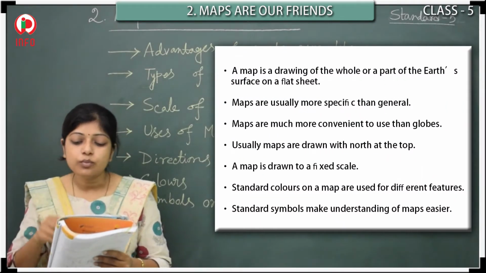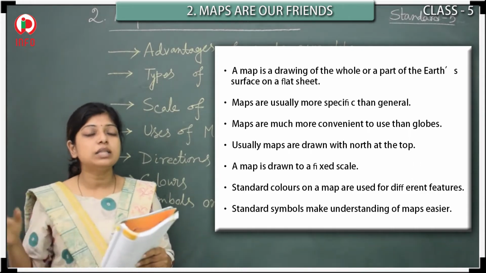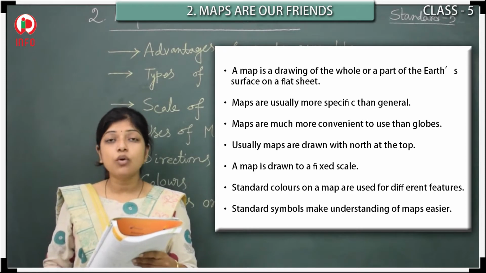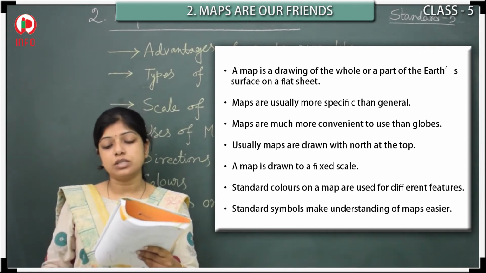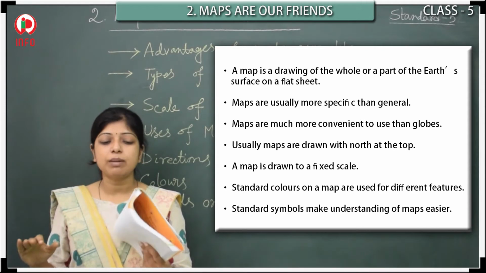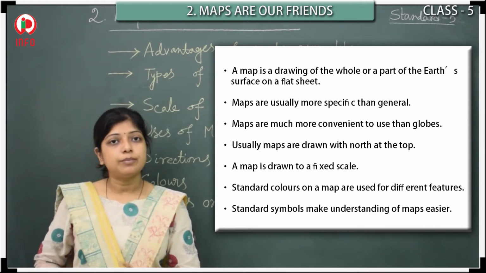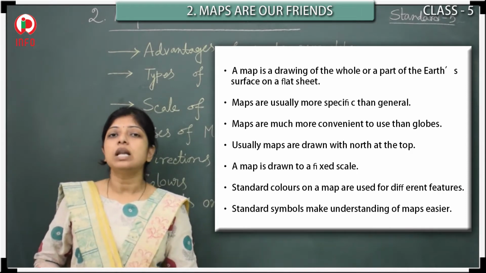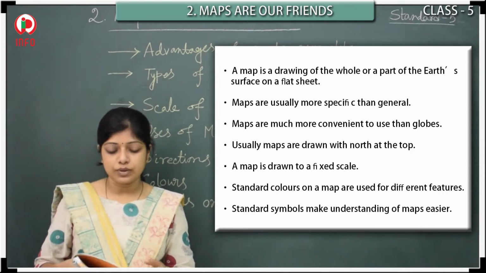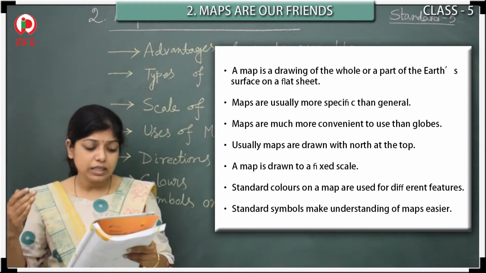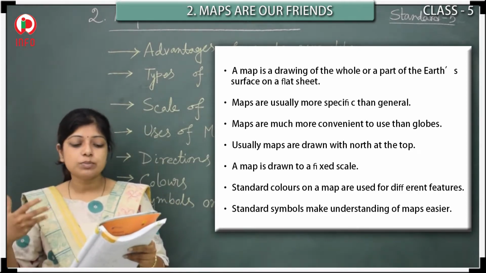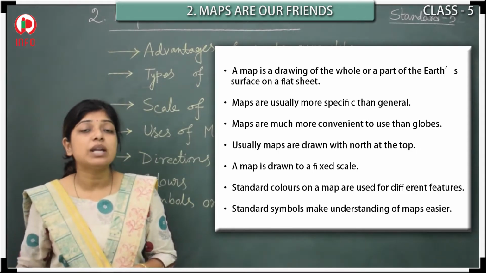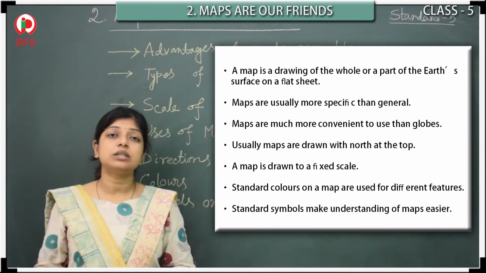Now all of you please summarize all the things which we learned. A map is a drawing of the whole or a part of the earth's surface on a flat sheet of paper. Yes, map, I have told you that one is a part. It is representing a partial surface of the earth's surface. Next, the maps are usually more specific than general. Inside the map you are able to see all the things.